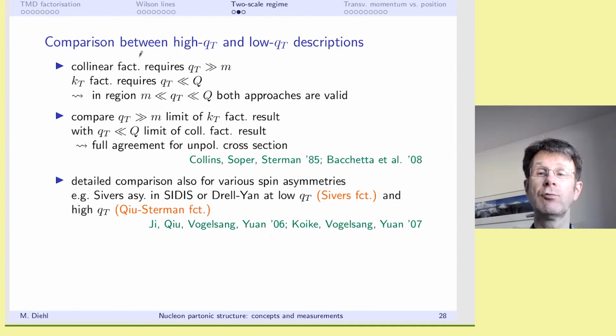Now coming back to describing scattering processes. Collinear factorization requires that the measured transverse momentum, say in SIDIS or in Drell-Yan, is much bigger than a non-perturbative scale of QCD, which generically I can think of as something of the order of the proton mass. kT factorization or TMD factorization requires that the measured qT should be much smaller than the hard scale in the process. So you realize these conditions can actually be fulfilled at the same time if you have a large enough window between M and Q. Then you can have a scale which is in between and equally far away from either of the two ends of the scale range. And in such a region, actually, both descriptions should be valid.